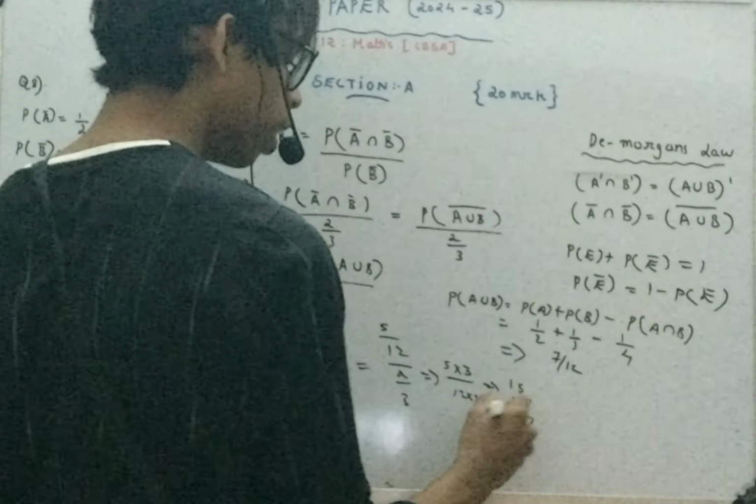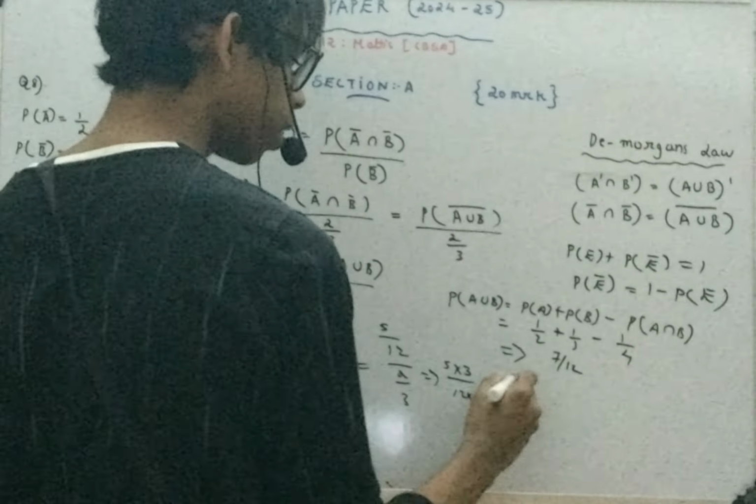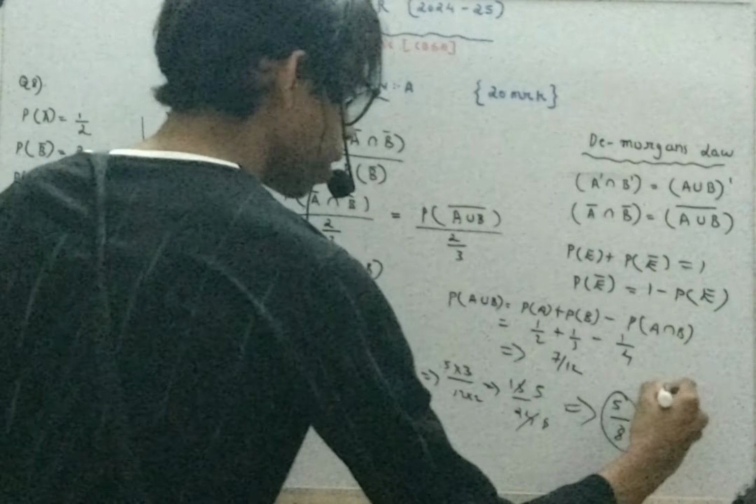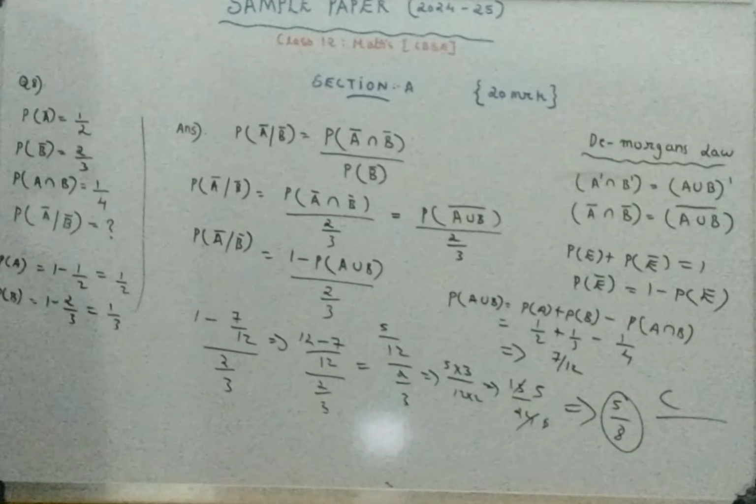Okay, now we can cancel it by 3. So here we will be getting 5, here we will be getting 8. So finally we will be getting our answer as 5 by 8. Okay, so the final answer is 5 by 8. Option C is 5 by 8. So option C is the correct answer.